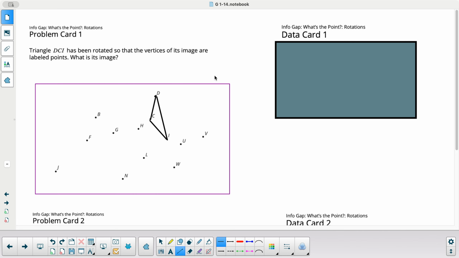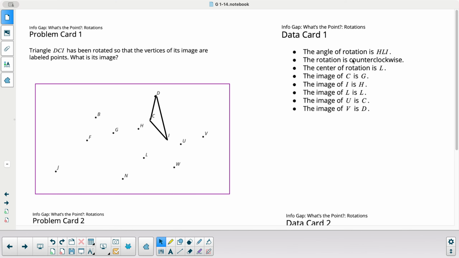What is the image? Okay, so if we were doing this in class, I would start asking questions, okay? So this is my pre-image, because this is being rotated. So I would start asking, do I have the image of D? Do I have the image of C? Do I have the image of I? Do I have the center of rotation? Do I know the angle of rotation? Do I know the direction? Okay, I'd start asking all those things, okay? So this is the pre-image. We want to find the image. So I'd ask all those questions, and let's see what we get here.